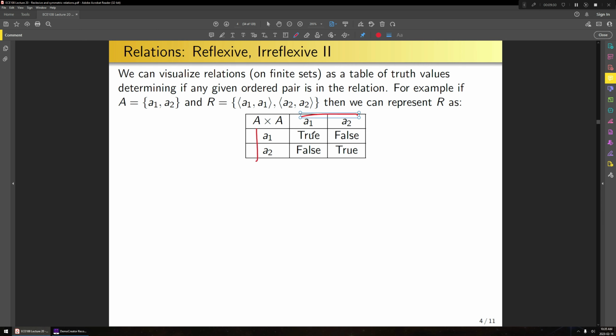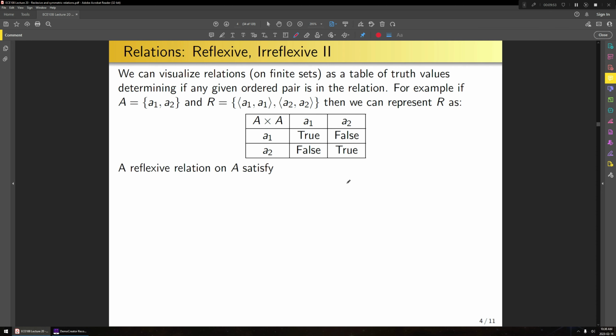So I have A1, A1, that's in R, so I say true. Same thing for A2, A2. Down for these two bits, I put false because it's not in the ordered pair, okay? Now this gives us a nice little way of visualizing things, right? So here we can say, for reflexivity, for instance, what type of things need to be satisfied.